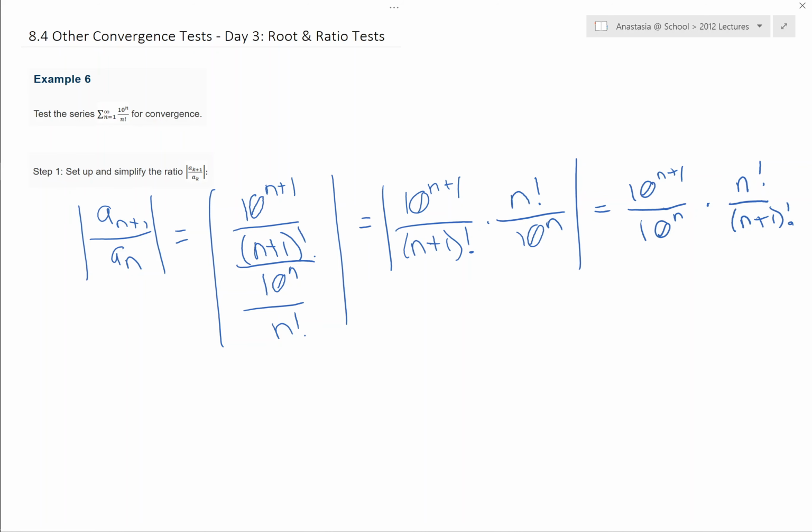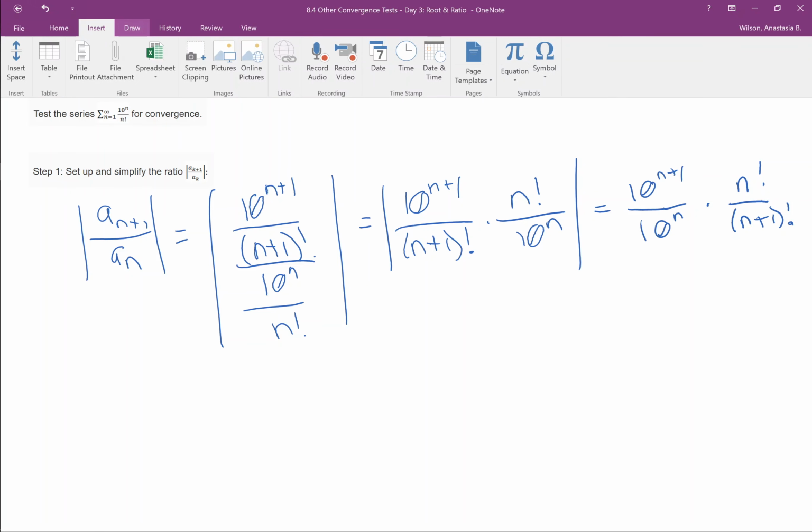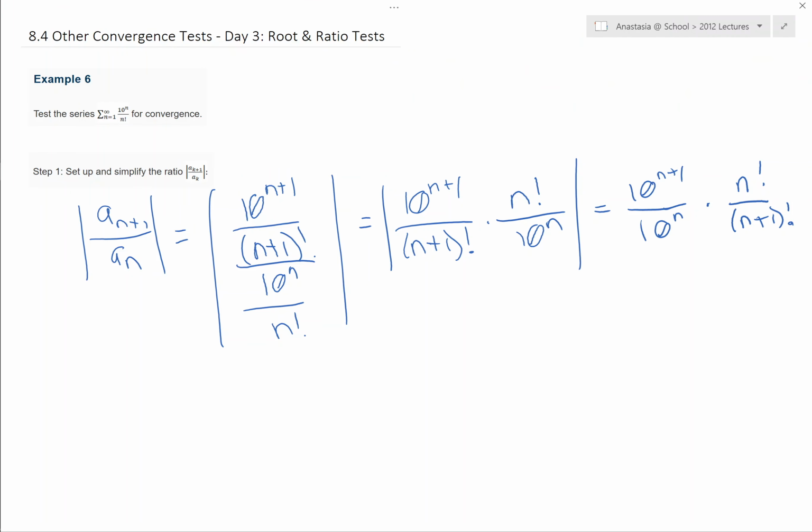So we have 10 to the n plus 1 over 10 to the n times n factorial over n plus 1 factorial. So to simplify our first fraction, notice that 10 to the n plus 1 is the same thing as 10 to the n times 10. So that means that our 10 to the n's will cancel out in both the numerator and the denominator, and we're just left with, very simply, a 10 there.